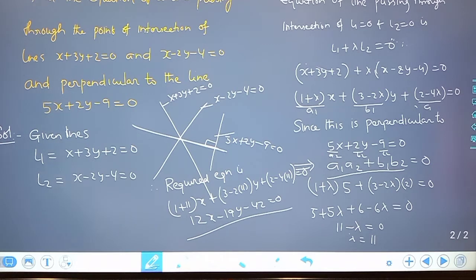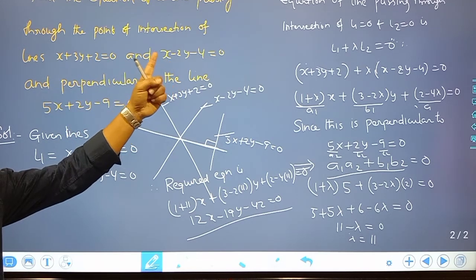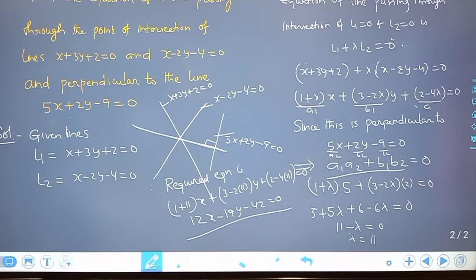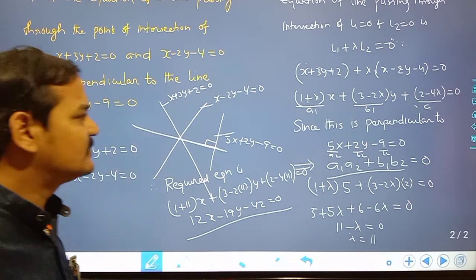This question can be done by another method also, by finding the intersection point. Solve these two lines, find the intersection point. Now this is the line given, write down the perpendicular line. Just go to the first formula.